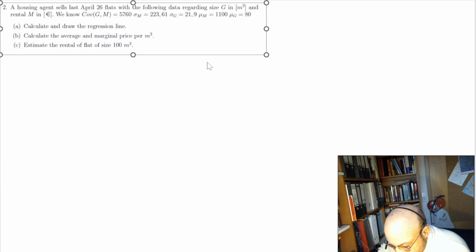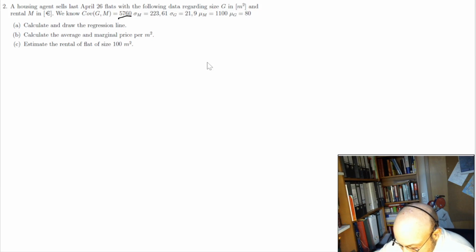In the housing markets, we have an agent selling 26 flats, and he is calculating a covariance of 5,760, a standard deviation of 223, and here a standard deviation of 21.9, and the average of 1,100 and average of 80. Calculate the linear regression line.